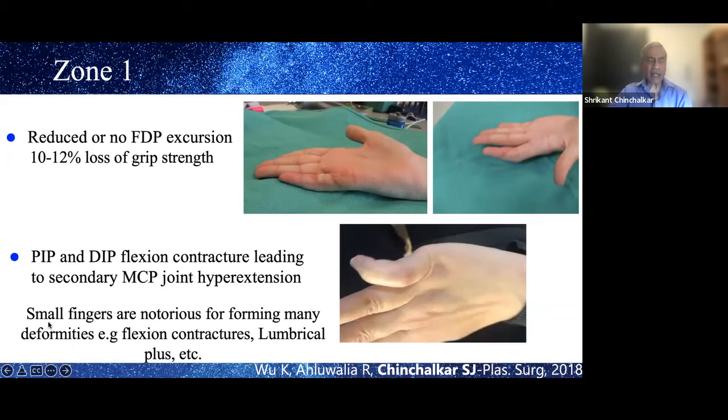So I have made a note here that small fingers are very notorious for forming many deformities such as flexion contractures, especially if the person has a deficient superficialis, the profundus is cut, and the profundus is now stuck to the fibrous sheath. Then they are going to have a lumbrical plus phenomenon, and in addition they'll have changes occurring at the metacarpophalangeal joint.